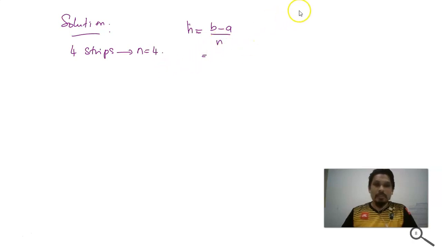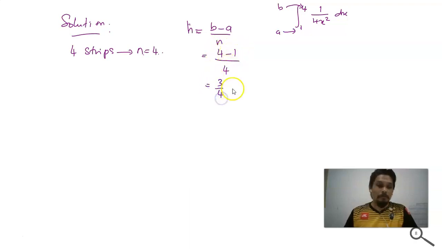According to the integral of the function just now, from 1 until 4, 1 over 1 plus x squared dx. So this is the b, 4 minus a, which is 1, divided by n, which is 4. This is our b and this is our a. So 4 minus 1 divided by 4 equal to 3 over 4, which is 0.75.